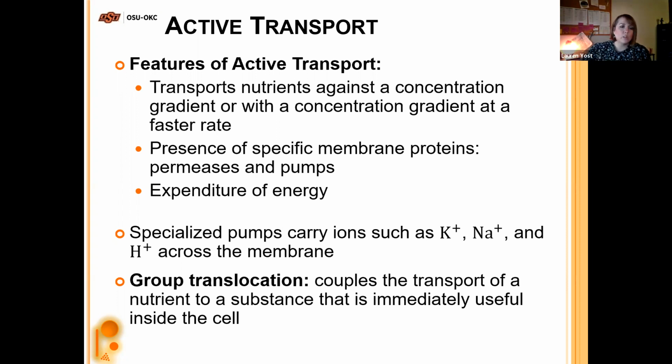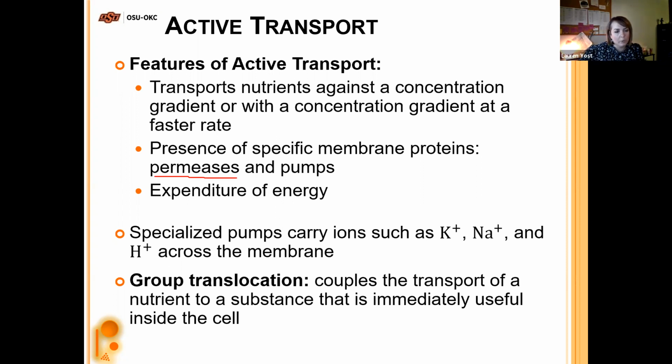So that's going to include things that we call permeases. So permease, because it permeates, because there's like literally making holes in the membrane, or pumps that are actually actively pumping things out. This is like the sodium and potassium pumps that you hear about in like physiology and stuff. So these are specialized pumps. They'll carry ions like potassium, sodium, and hydrogen across the membranes.